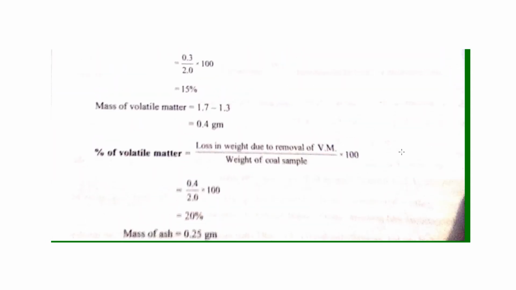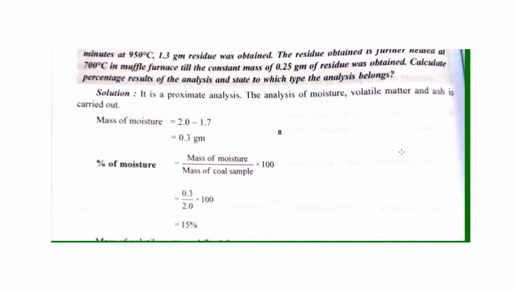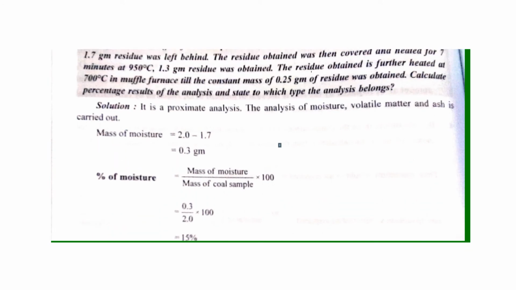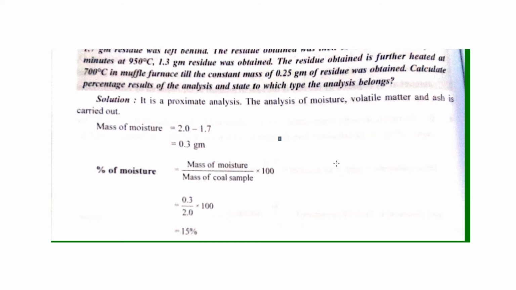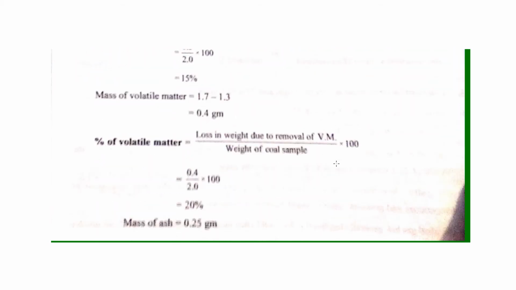Next, this 1.7 gram is covered with a lid and heated for 7 minutes at 950 degrees centigrade, and 1.3 gram residue was left behind. So this is the weight of C. Here the mass of volatile matter will be 1.7 minus 1.3, this is 0.4 gram.